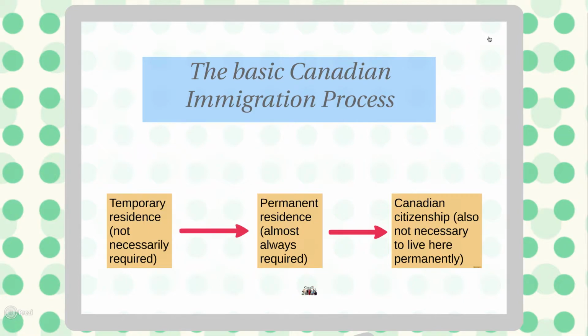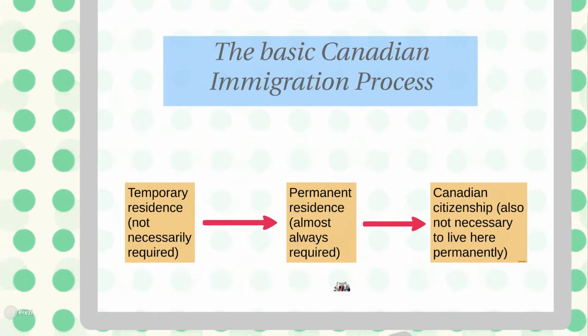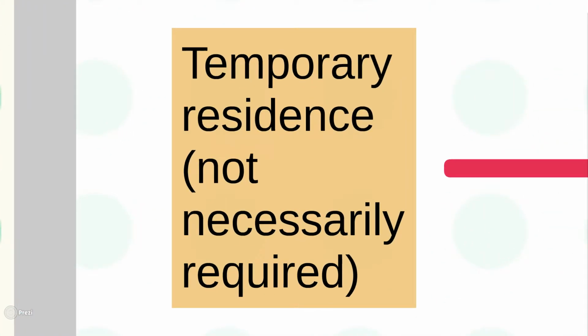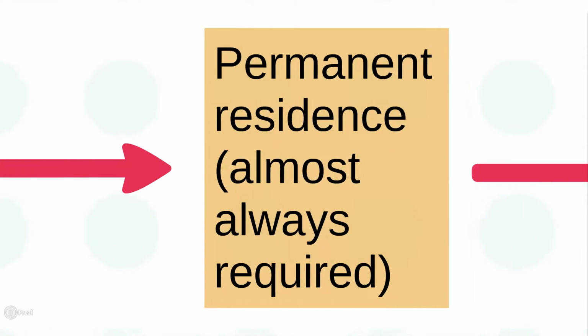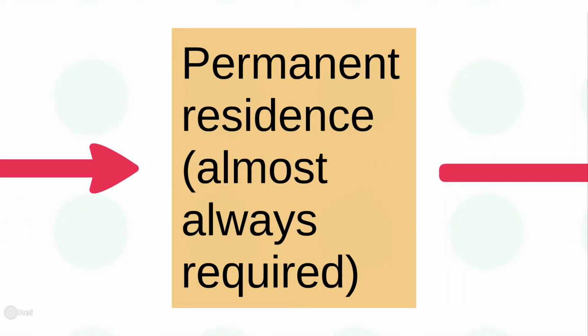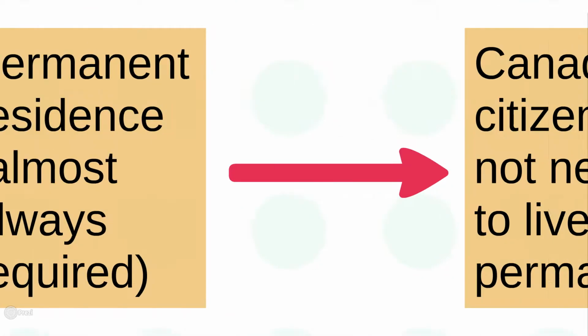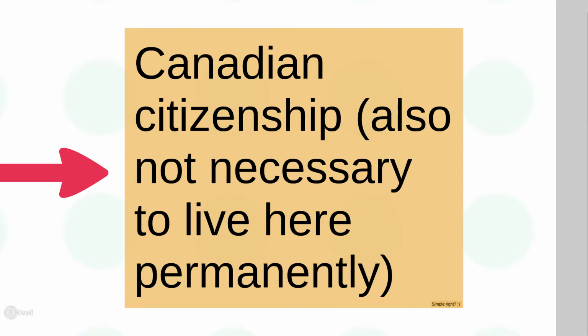The basic immigration process is comprised of 3 steps. You first have your temporary residence, which includes all of your visas, and these aren't necessarily required for immigration, which is the second step, permanent residence. It's kind of like the American green card, you get your PR card for Canada, and this is almost always required for the next step, Canadian citizenship. It's important to note that you don't need Canadian citizenship to live in Canada permanently. You can just have your permanent residency.